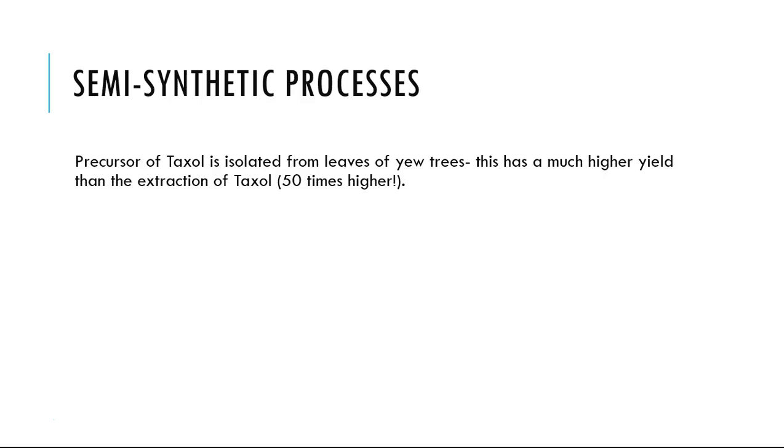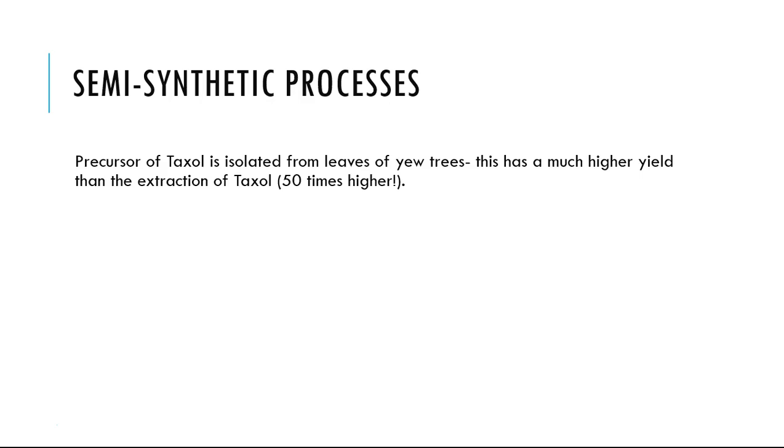So to try to combat some of these challenges, there's now a semi-synthetic process. Rather than trying to isolate the Taxol directly from the yew bark and stems, now it's isolated from the leaves of yew trees, but instead of getting Taxol itself, we're looking for a precursor of it. This has a much, much higher yield than getting Taxol directly, about 50 times higher.